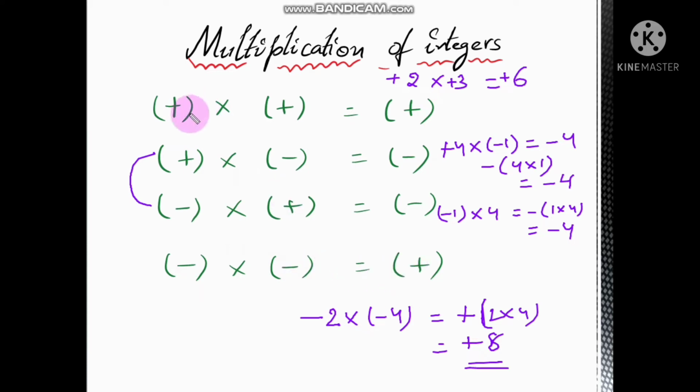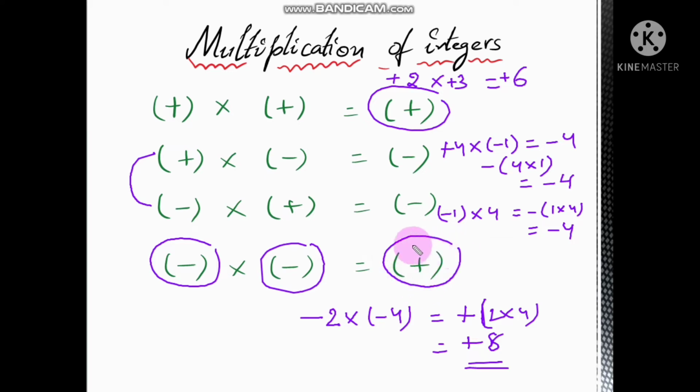So here, whenever we have same signs, that means positive and positive, the resultant is positive. And similarly, if we have two negatives, minus into minus, similar signs, then the answer is positive. So whenever we are having two positives or two negatives, the answer is positive. Whenever we are having two different signs, that means one positive and one negative, the answer is always negative. So this is one more thing you have to remember.